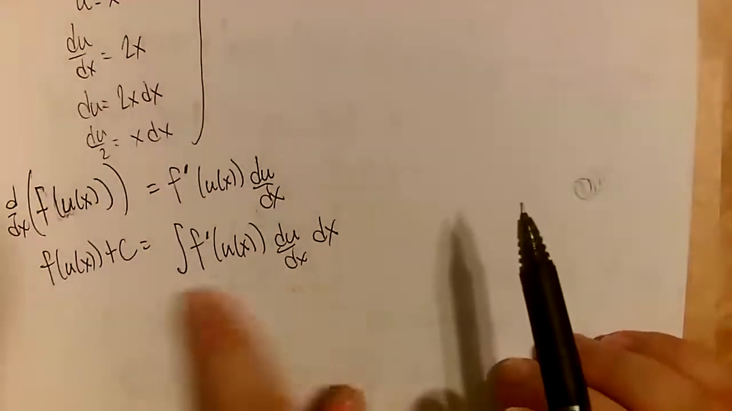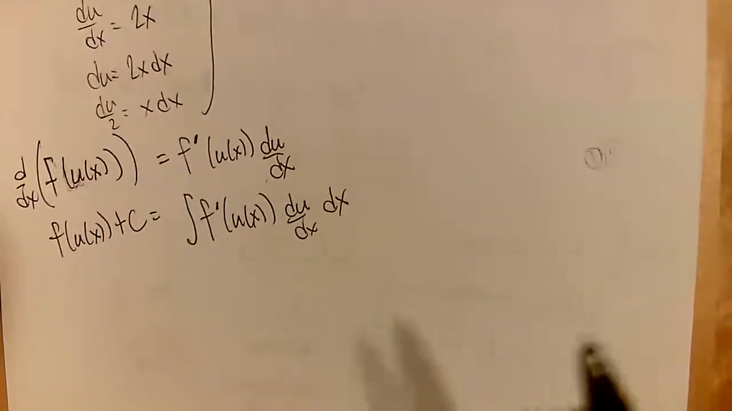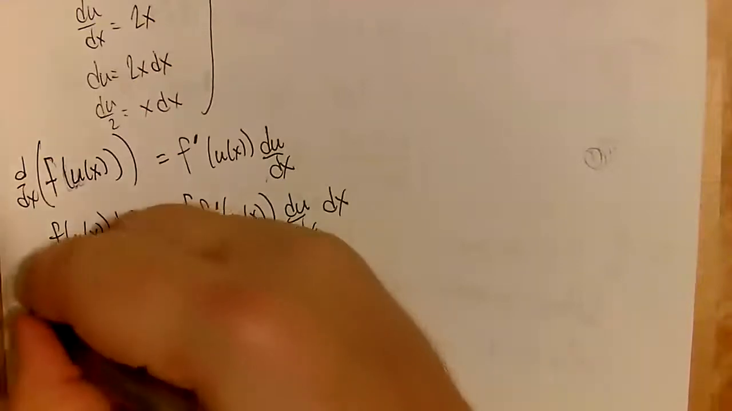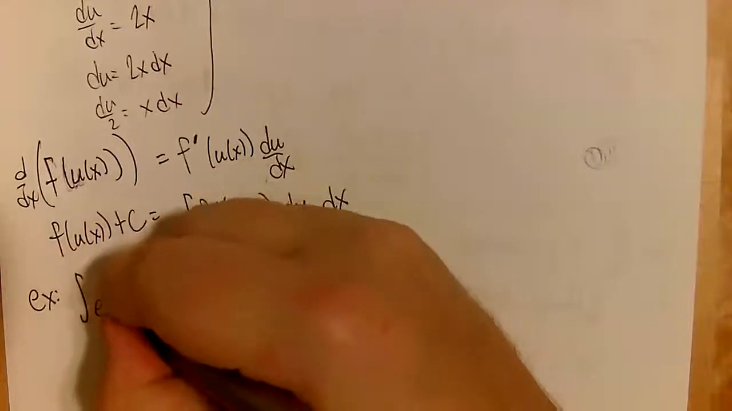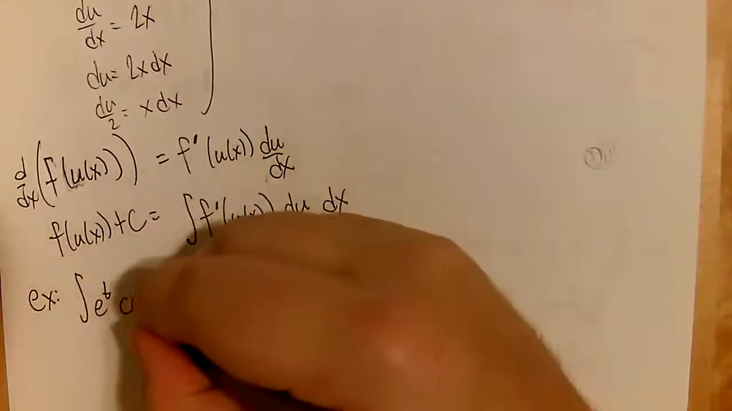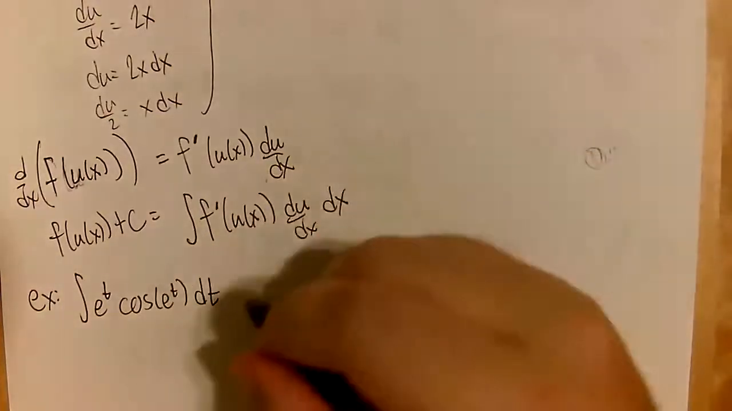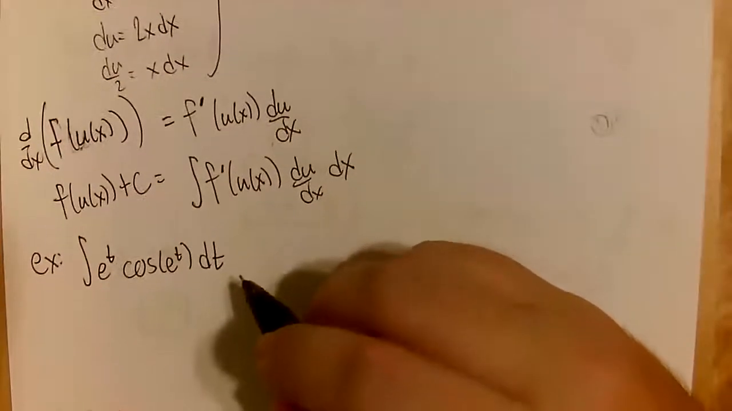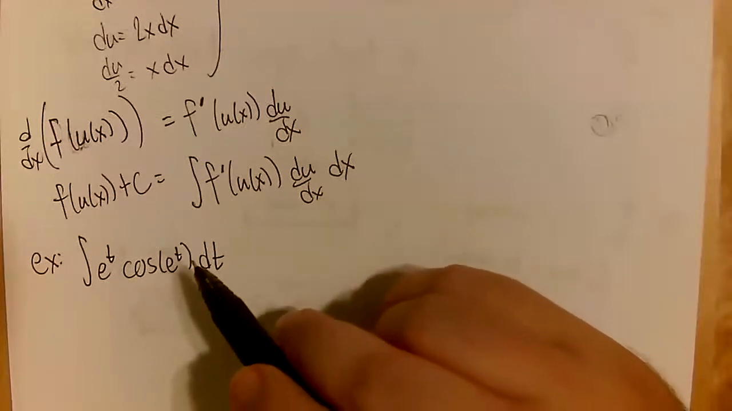But honestly, it's not really worth it to memorize this formula or anything. U substitution is definitely something that's best learned through practice. So let's get some practice with it. Let's say that we want to find the antiderivative of e to the t times cosine of e to the t dt. So what we're going to do here is use u substitution to do this.